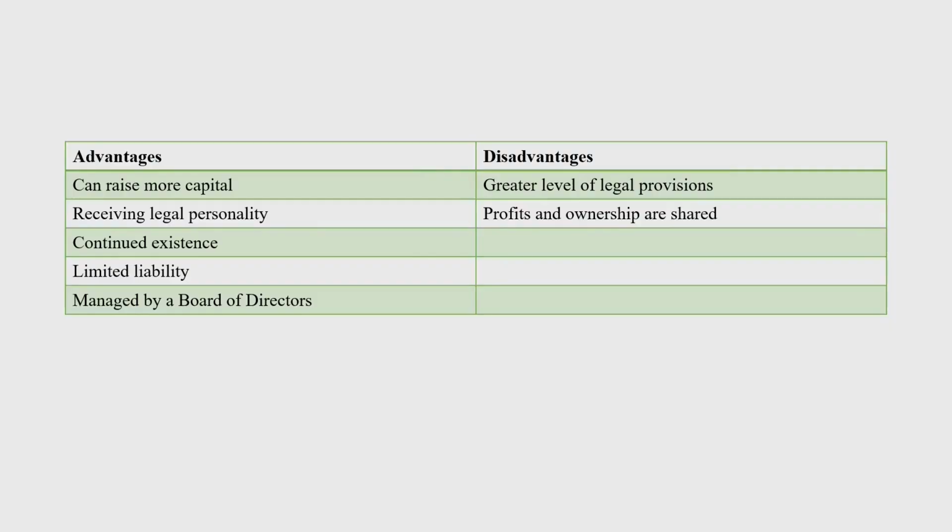Sole proprietorships and partnerships are managed by the owners, but companies are managed by a board of directors. Now let's discuss the disadvantages. A greater level of legal provisions. There are a lot of laws that the company should adhere to and it is not easy to start up a company. And profits and ownership are shared. Profit will be shared among shareholders as dividends.